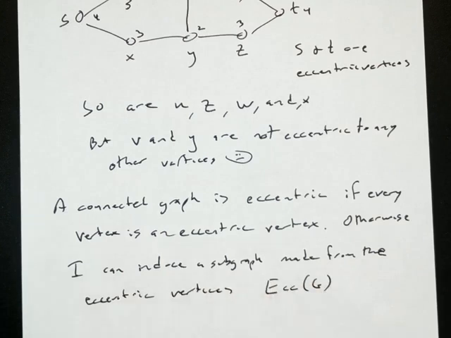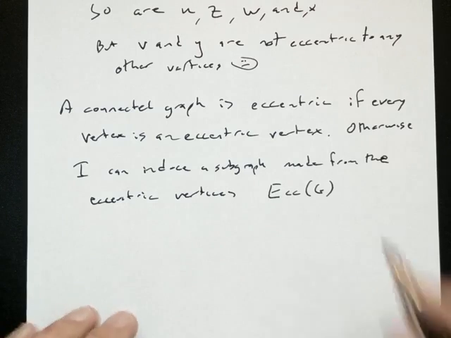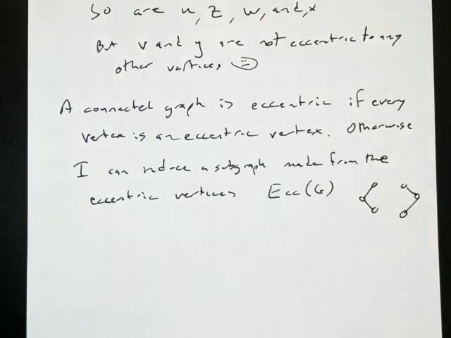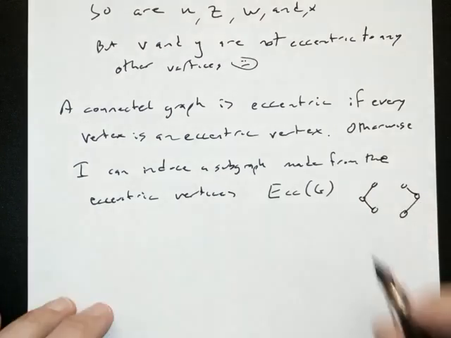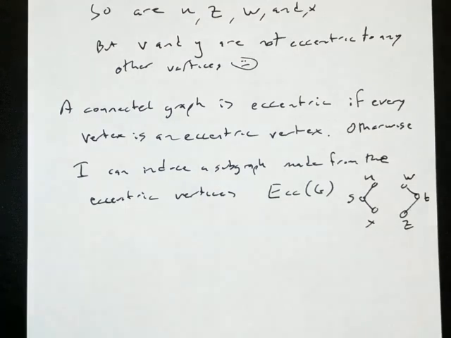The eccentric subgraph, ECC, eccentric of G. So if that's my graph up there, G, that just went off the top of the screen, the eccentric subgraph looks like that. So the one we ended with last time was an eccentric graph because every vertex was eccentric to something. This one is not.